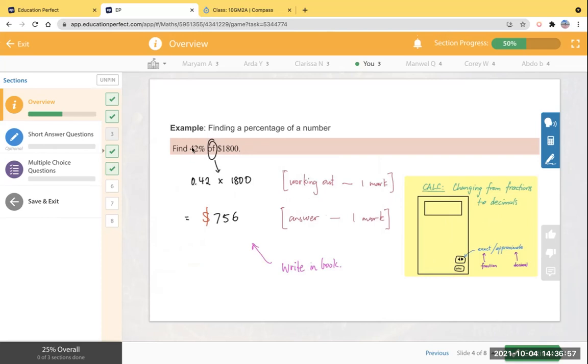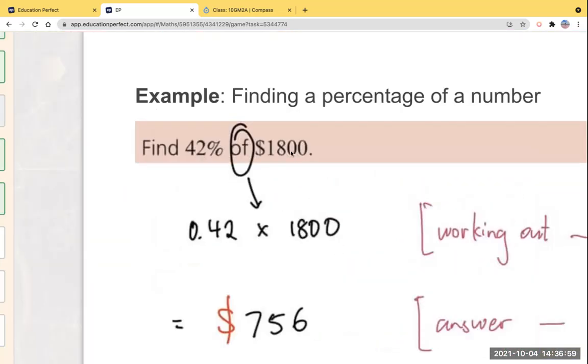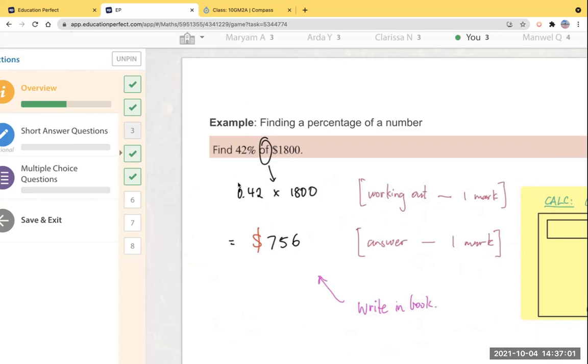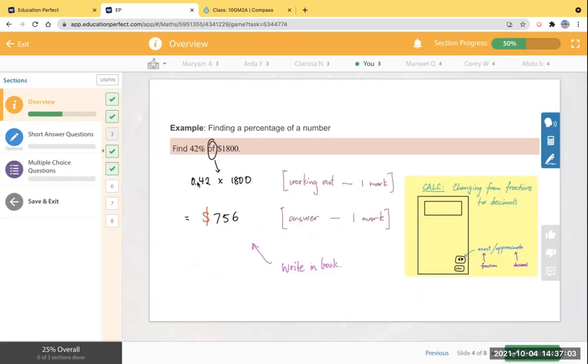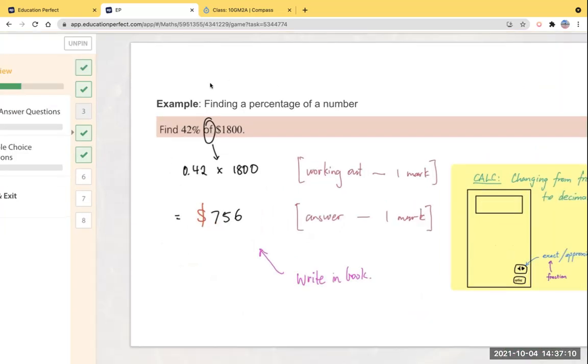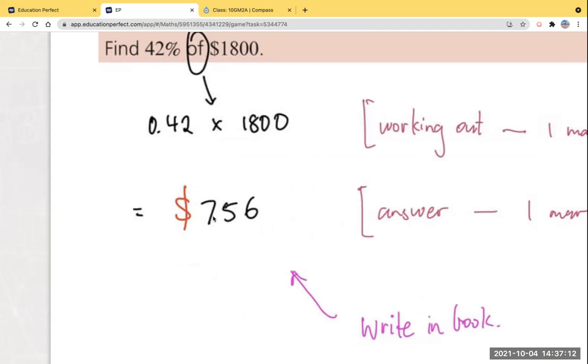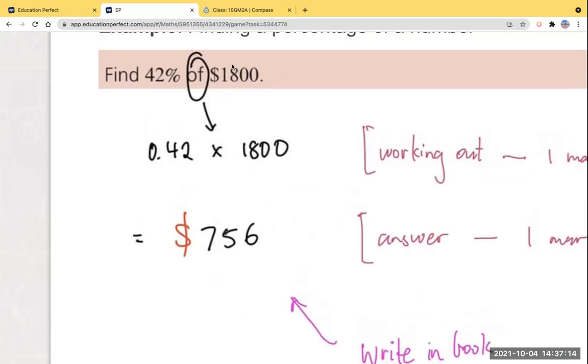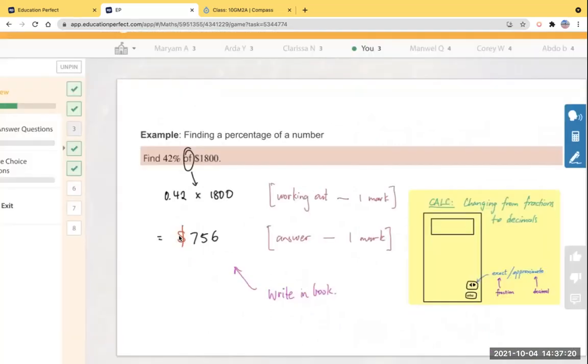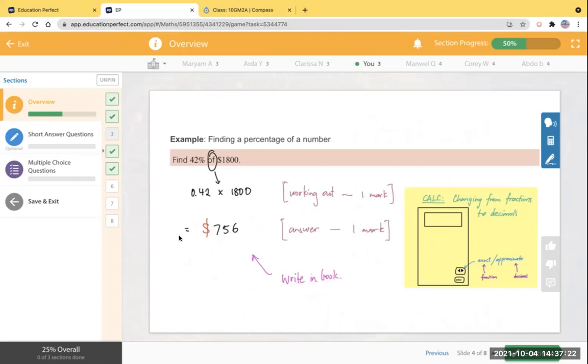Yeah. Okay, so if we want to find 42% of 1,800, all we have to do is type in the calculator 0.42 times 1,800, and you get 756. Now, don't forget, when you get 756, don't just write the number. What's that 1,800? Dollars. So you need to put a dollar sign at the front. That's it. That's all you have to do.